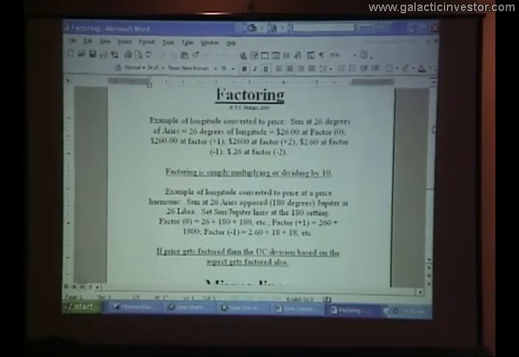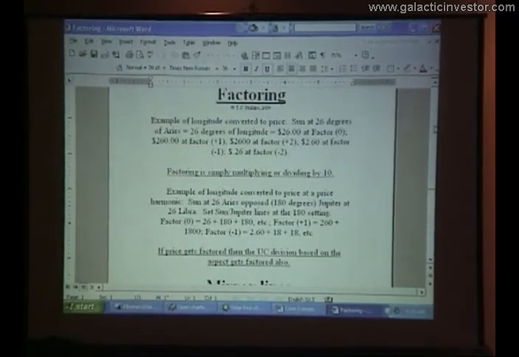So if you see a 180 degree aspect, don't just think 180, think 18, think multiples of 18. That's the price vibration of that aspect. That's the price vibration of that harmonic. Think $1.80. Think 18 cents.